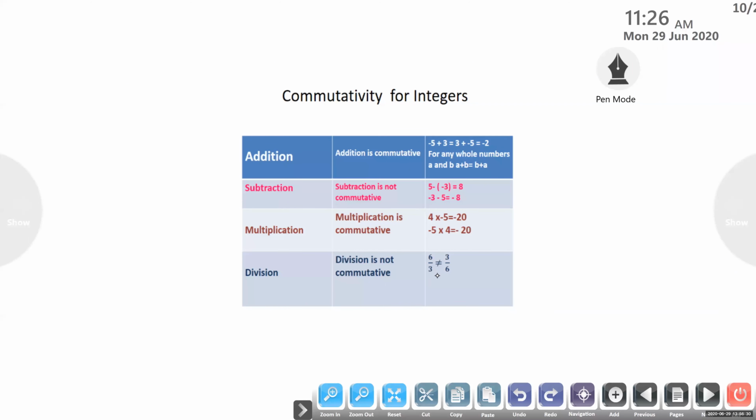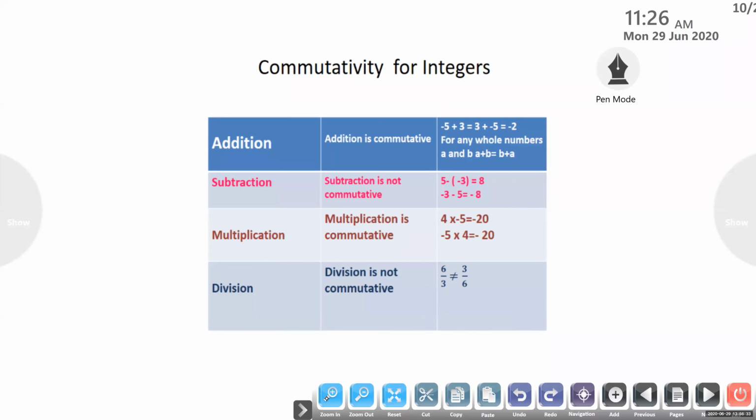Now, commutativity for integers. Same way we can prove it for integers like our whole numbers. First, we have the same example. Negative 5 plus 3 equal to 3 plus negative 5, both are equal. Negative 5 plus 3 equal to negative 2. 3 plus negative 5 also equal to negative 2. When we change the order, the answer is not changing. So addition is commutative.